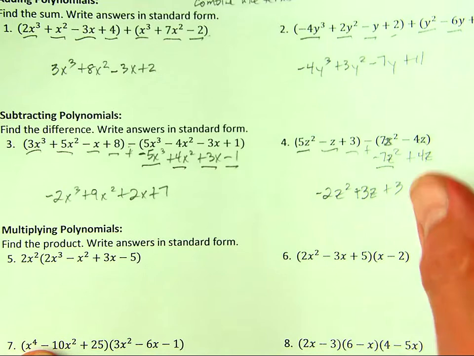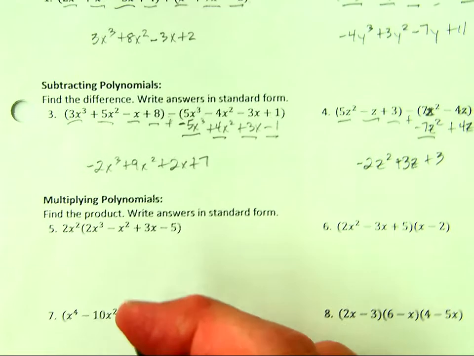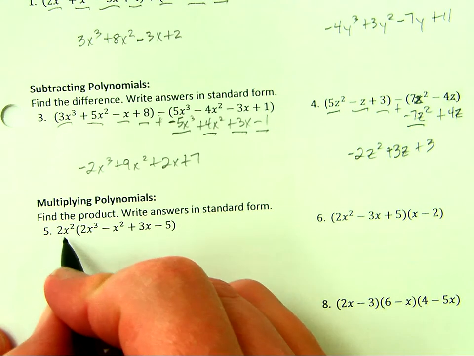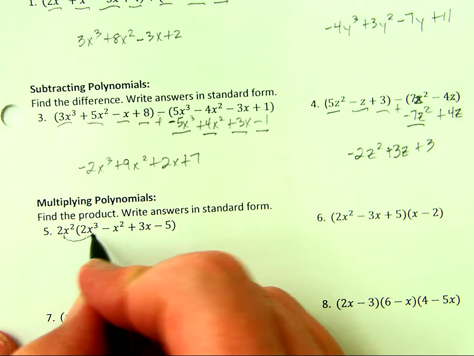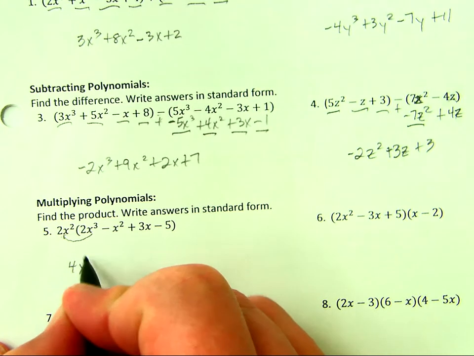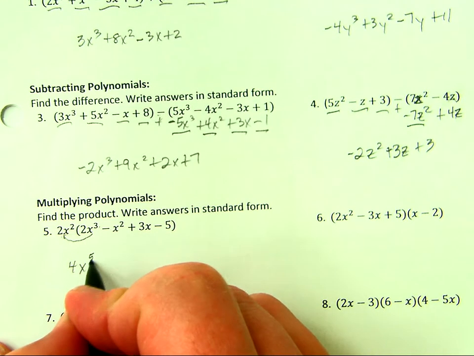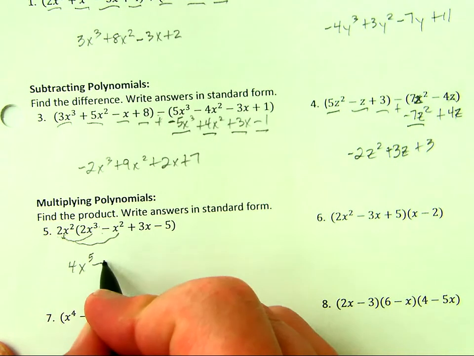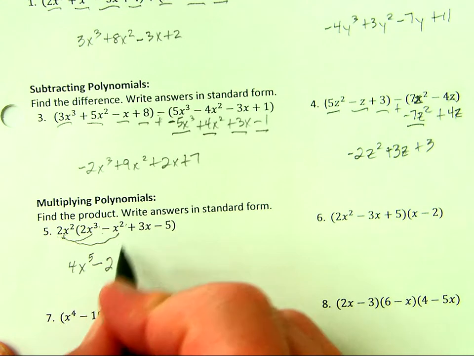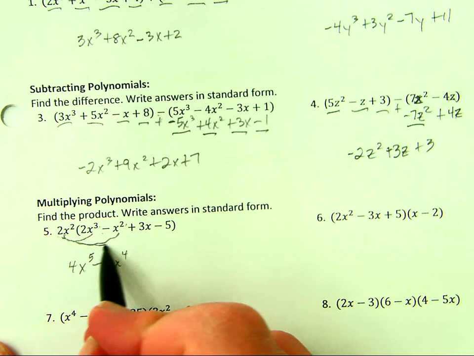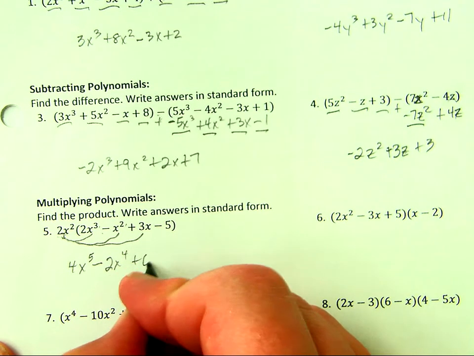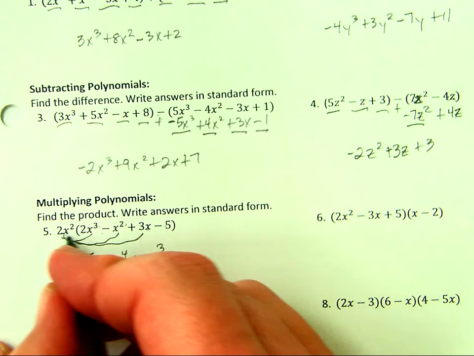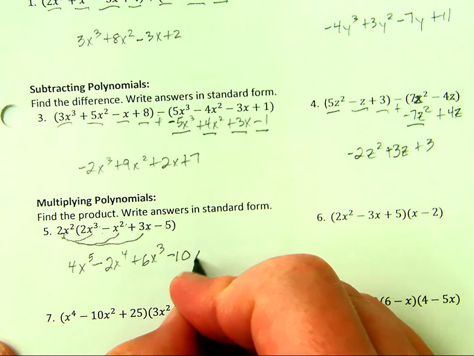Now multiplying. Of course, some of these are going to take a little longer. If you have a single term times a whole polynomial, you just multiply the 2x squared times each one. So take it times 2x cubed, that's going to be 4x. Remember, when you multiply, you add exponents. So that's 4x to the 5th. Then we multiply this one, that's going to be a negative 2, and then for the exponents, 2 plus 2 is 4. Then we do this one. 2 times 3 is 6. x squared times x is x to the 3rd. And the last one, negative 5 times 2 is a negative 10, x squared.